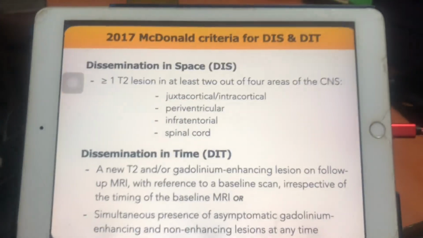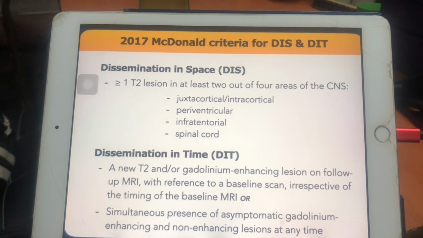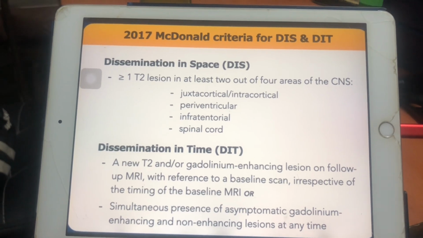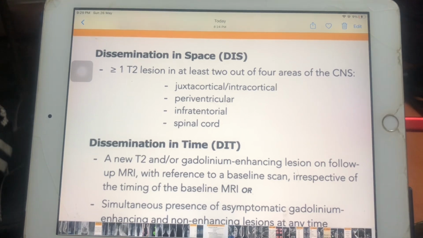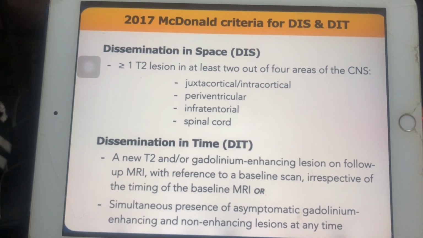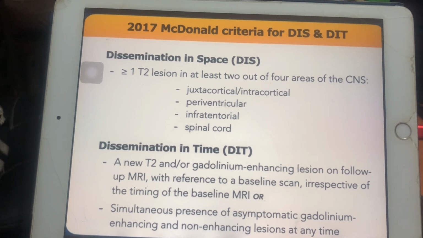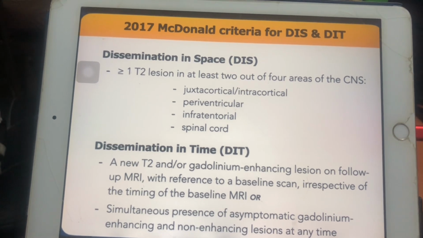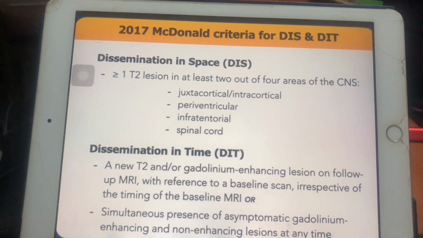Hello. So today we're going to be talking about MR imaging in multiple sclerosis. The first thing that we want to discuss in MR imaging for multiple sclerosis would be the McDonald criteria for dissemination in space and dissemination in time. When we're talking about MR in MS, what we are essentially trying to describe is the pattern of white matter lesions in the brain or in the spinal cord.